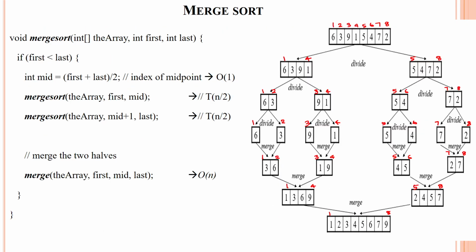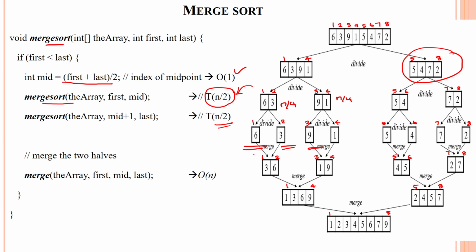When we apply the merge sort algorithm, this statement takes order of one time to execute, and merge sort then sorts the numbers in two halves. It takes T of n by 2 for half of the elements from size n, then another T of n by 2 for the other half. Again and again, this will take n by 4, and this will take n by 4. We keep on doing this until we get T of 1, a single element, and then we merge.